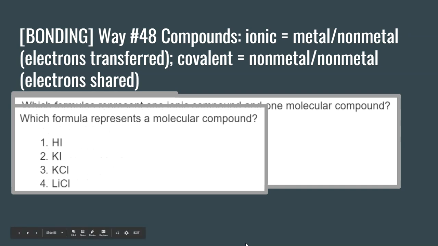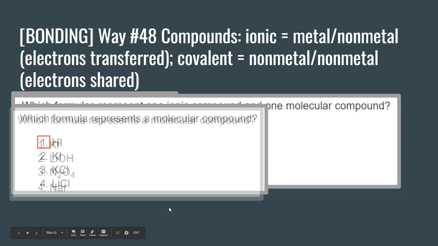Which formula represents a molecular compound? Hopefully you're noticing a pattern. If you see the two nonmetals together, you know that you're looking for the covalent compound. So if you said answer choice 1, you got it correct. Please note that hydrogen is the only nonmetal to the left of the staircase on the periodic table.